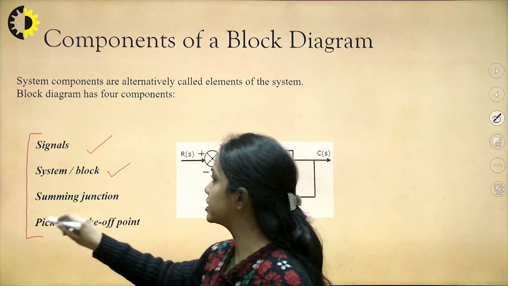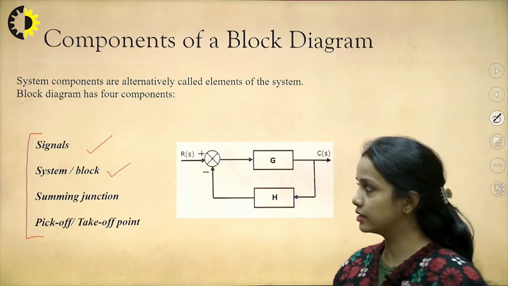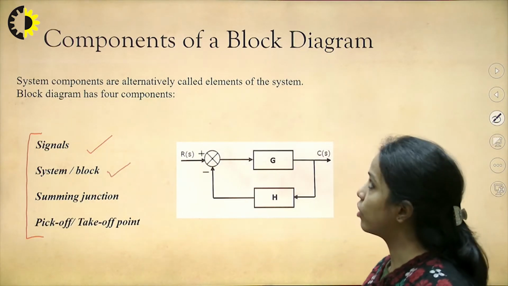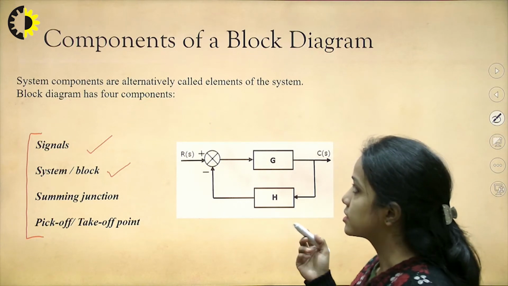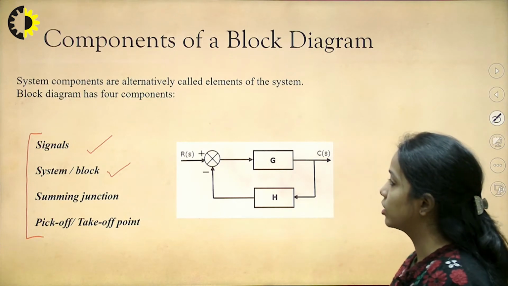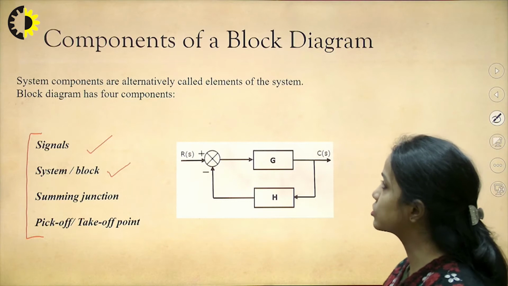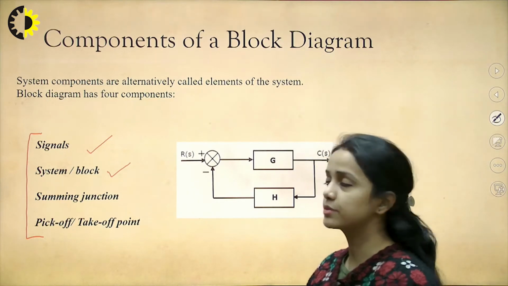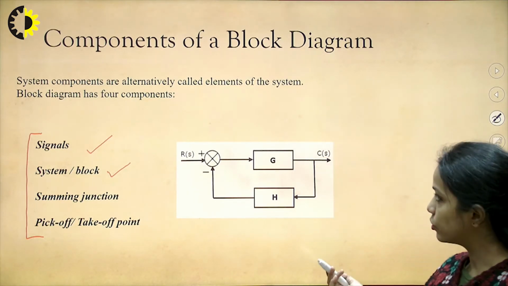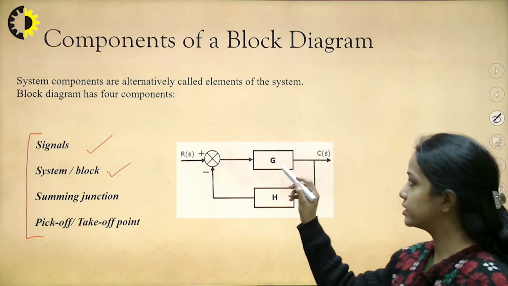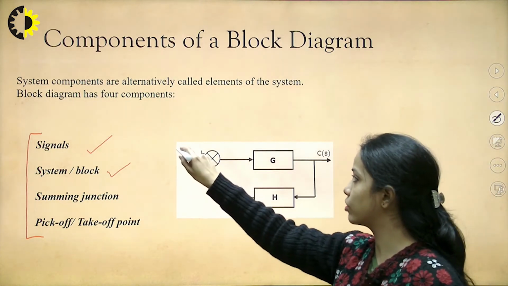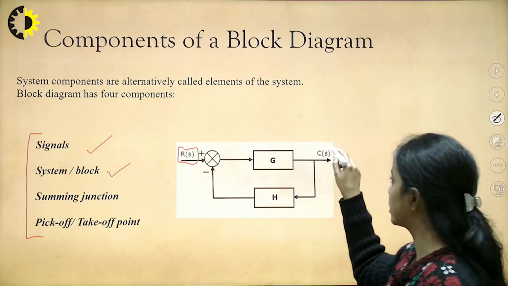We have already studied 2 of them, that is signal and the block. The components of a block diagram, or system components, are alternatively called elements of a system. A block diagram has basically 4 components. We have already studied the input, which is one component, and the output, another component.